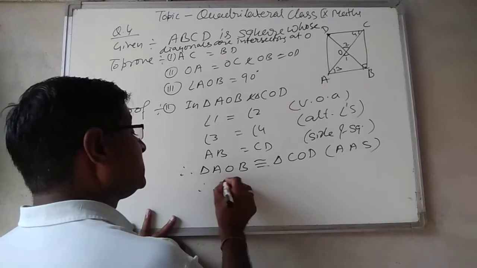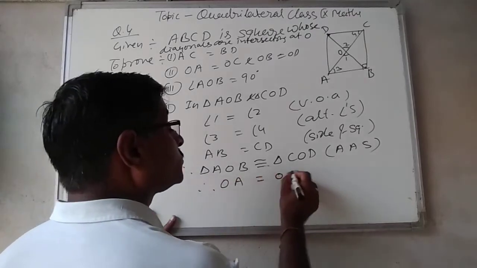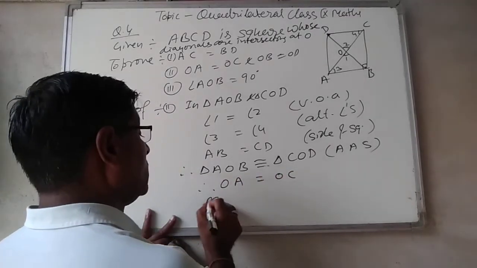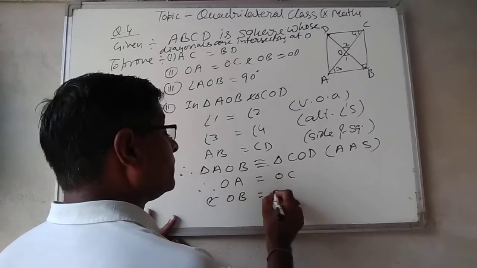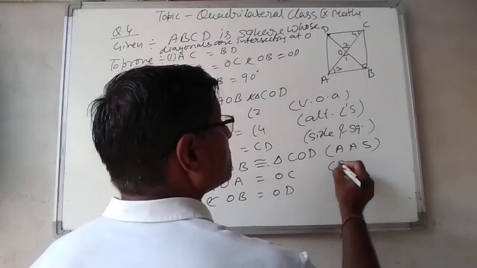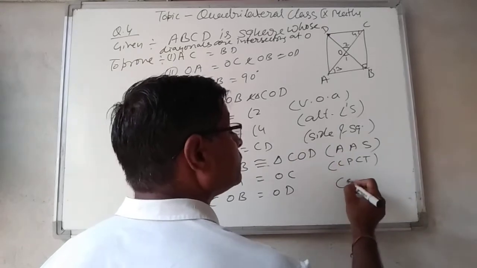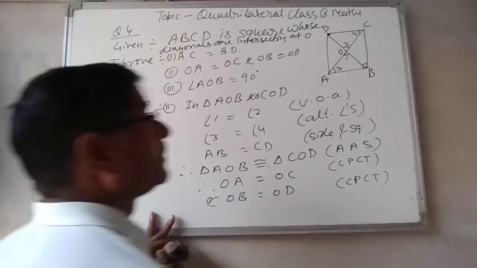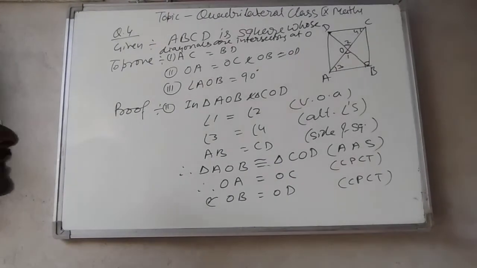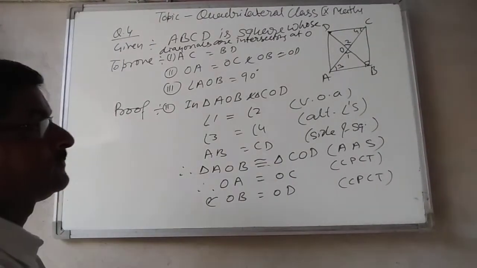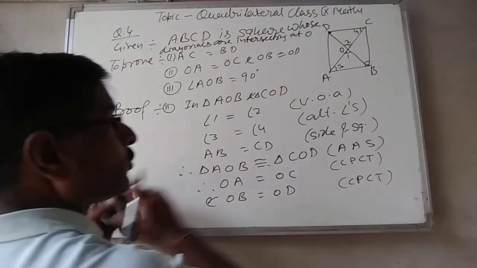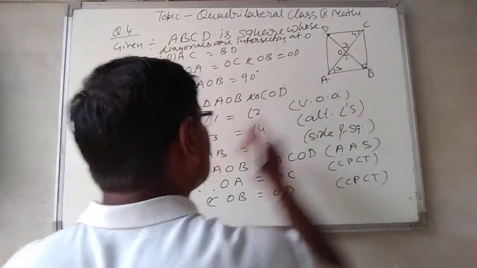So by CPCT we can find OA is equal to OC and OB is equal to OD. Now the third result, angle AOB is equal to 90 degrees. For that we have to consider these two triangles.